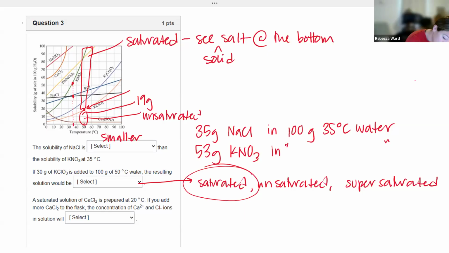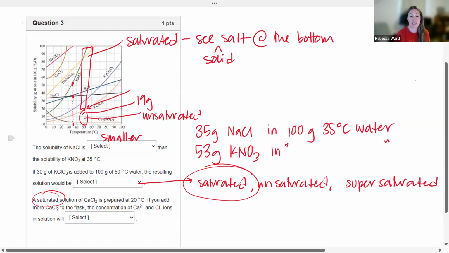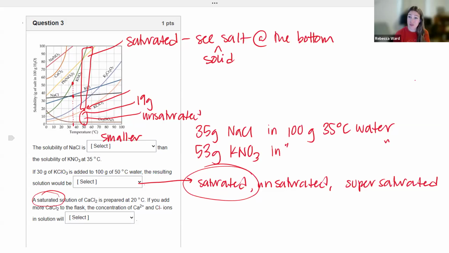And then lastly, we have a saturated solution of CaCl2, calcium chloride. It's prepared at 20 degrees Celsius. If we add more calcium chloride to the flask, the concentration of Ca2+ calcium cations and chloride anions in the solution will, and your options are decrease, increase, or stay the same. The key here is that we know that this is saturated. I can't put any more ions into solution. So even though I add more of the salt, I am not going to get more ions in the solution. I've already maxed it out. So I'm not going to increase the concentration. It is going to stay the same.